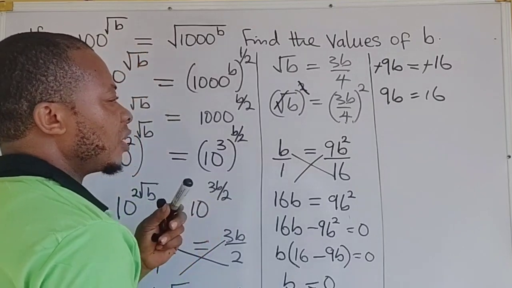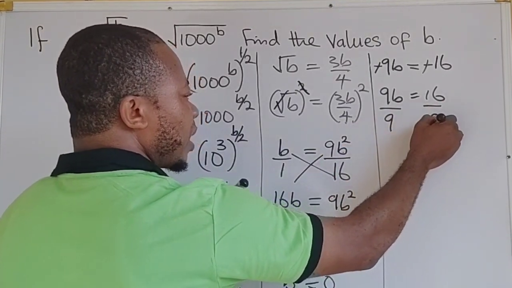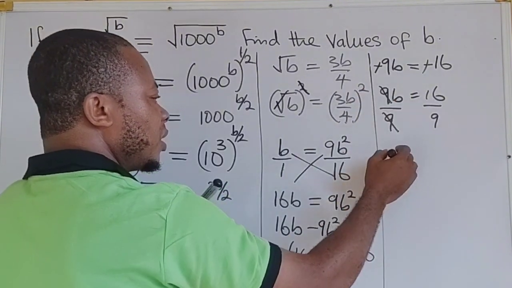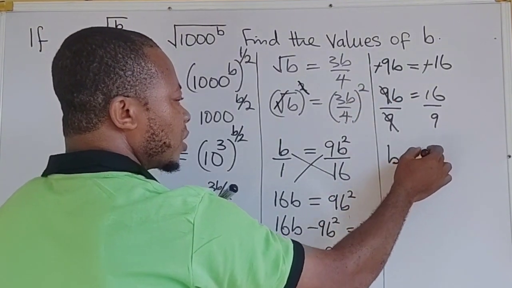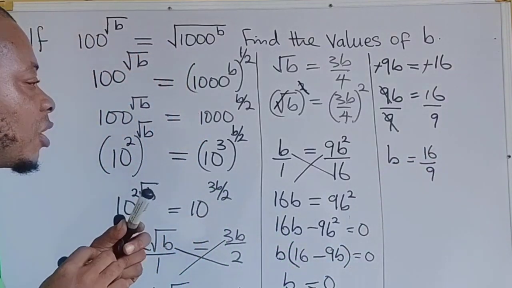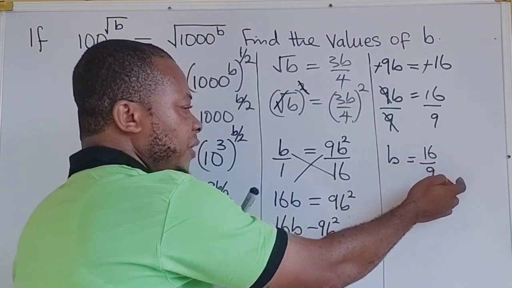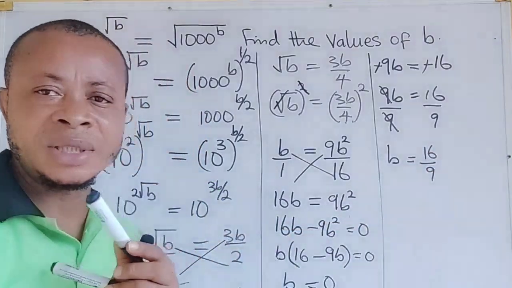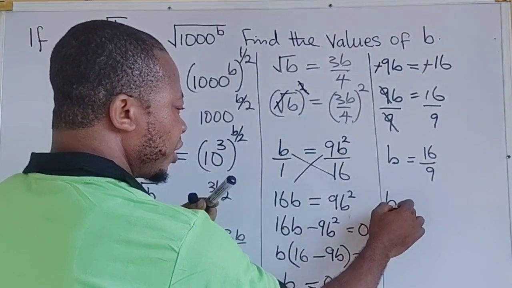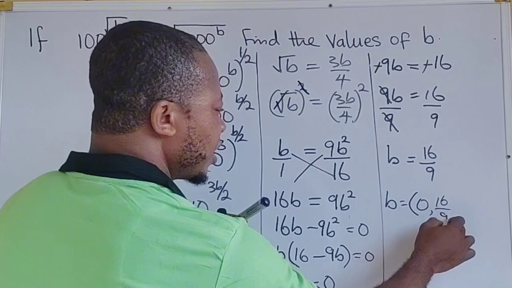To find the value of b, this will be divided by 9, and this will be divided by 9 as well. We now have that b equals 16 over 9. So this is the second value of b. We can't simplify this further because there is no common factor that can reduce 16 and 9. So the values of b are 0 and 16 over 9.